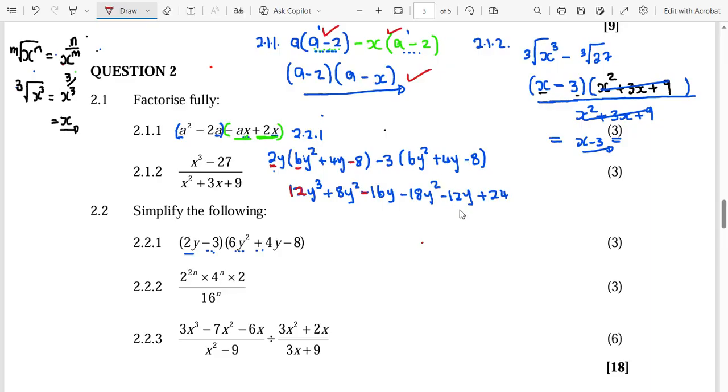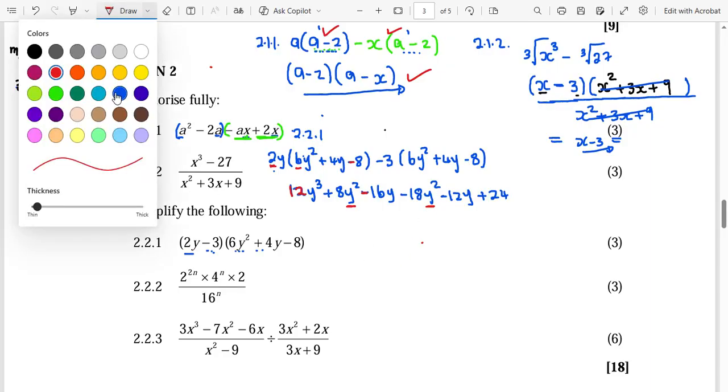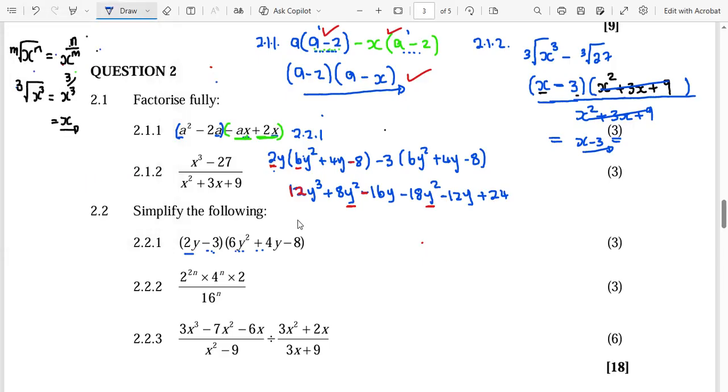So now you just have to check if you have like terms. The like terms are the ones that have the same degree. Look at this. Y squared, y squared. We need to add those two terms. So it will be 8 minus 18, which gives you minus 10. You can also verify that with your calculator. So this will be 12y to the power 3. Then I take the 8 and the minus 18. This will give us minus 10y squared.